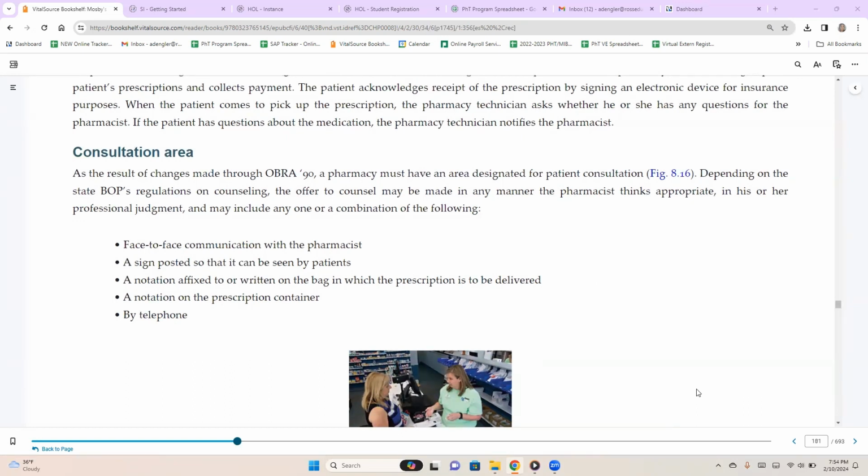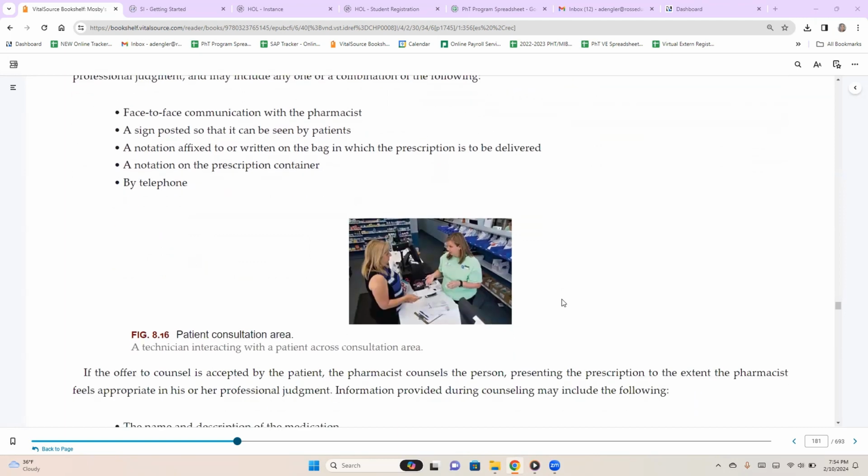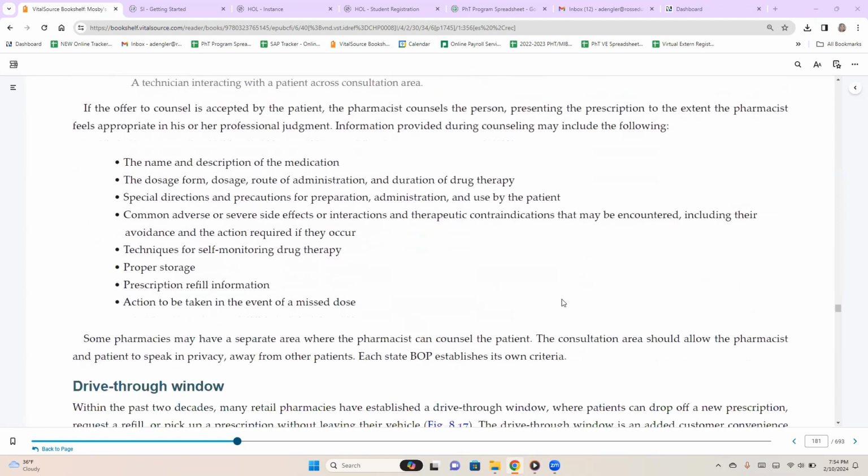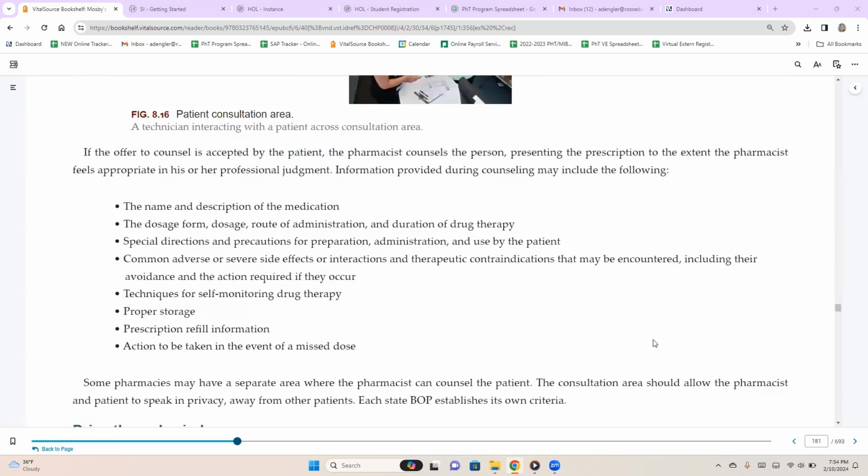Face-to-face communication with the pharmacist, a sign posted so that it can be seen by patients, a notation affixed to or written on the bag in which the prescription is to be delivered, a notation on the prescription container, or by telephone. If the offer to counsel a patient is accepted by the patient, the pharmacist counsels the person presenting the prescription to the extent the pharmacist feels appropriate in his or her professional judgment.